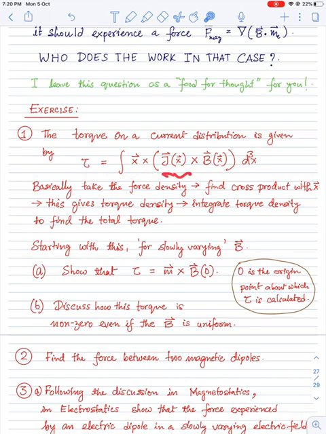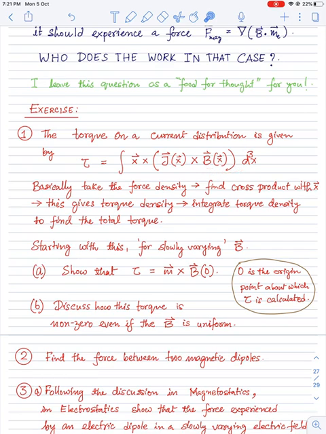Then I want you to take this torque density and integrate it out for a general current distribution, and show that the torque on the system is given by the magnetic moment cross B at the origin. So for experiencing a torque, you don't need the magnetic field to be non-uniform for a magnetic dipole moment. In fact, a constant magnetic field would also give you this torque.